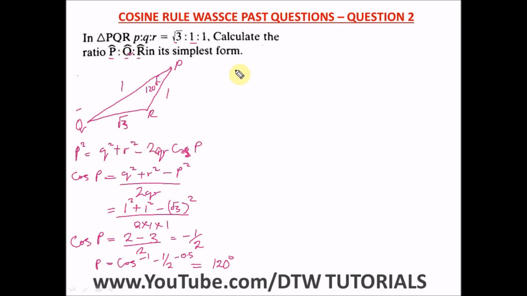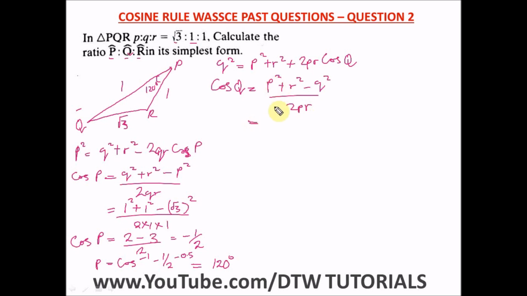All right, so to get our angle, this should be q. Okay, to get our angle q, so we have what? q square is equal to what? p square plus r square plus 2pr cos q. So from here, cos q is equal to what? p square plus r square minus q square divided by 2pr.